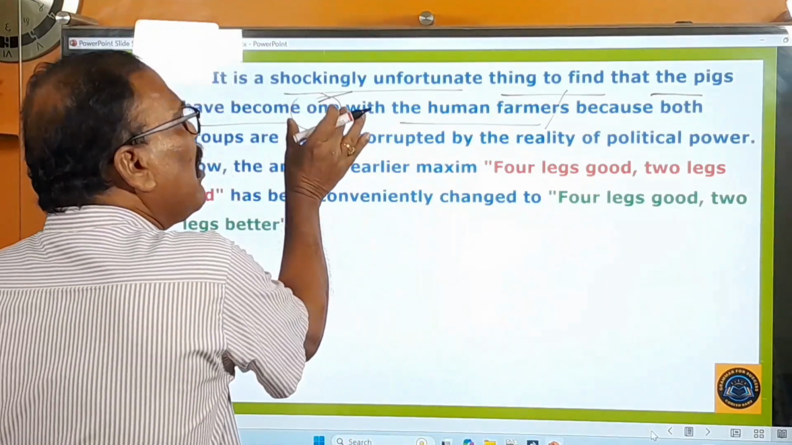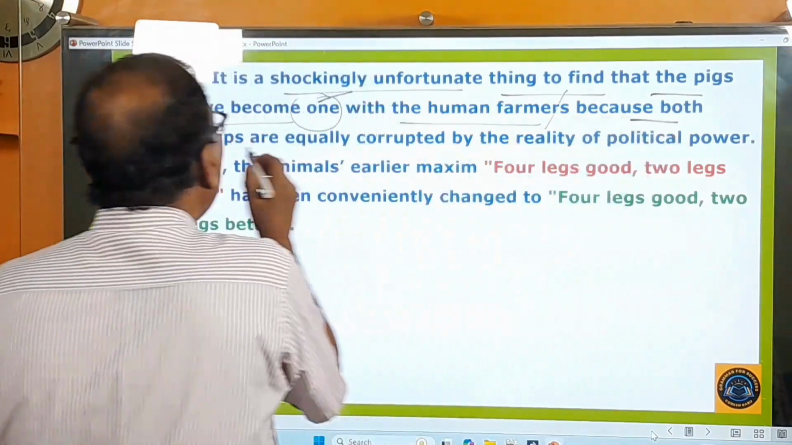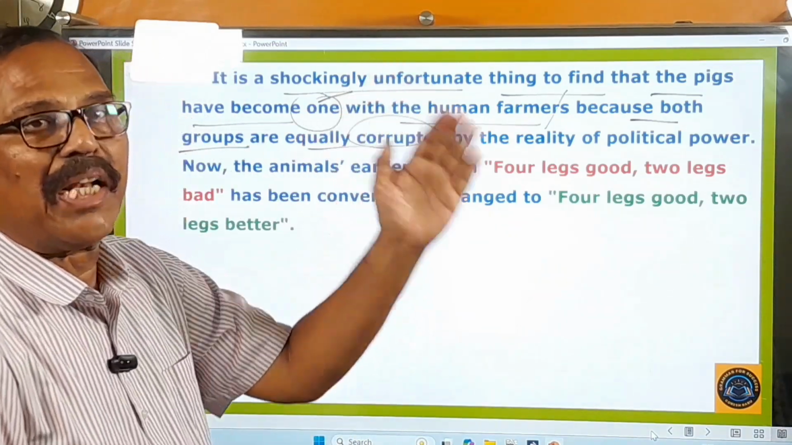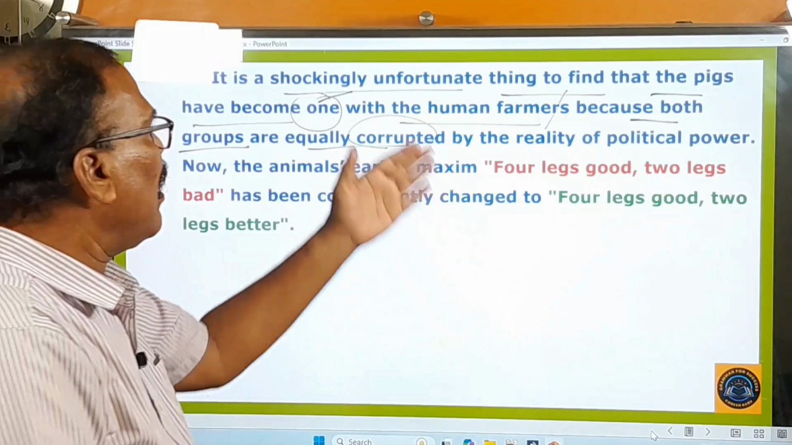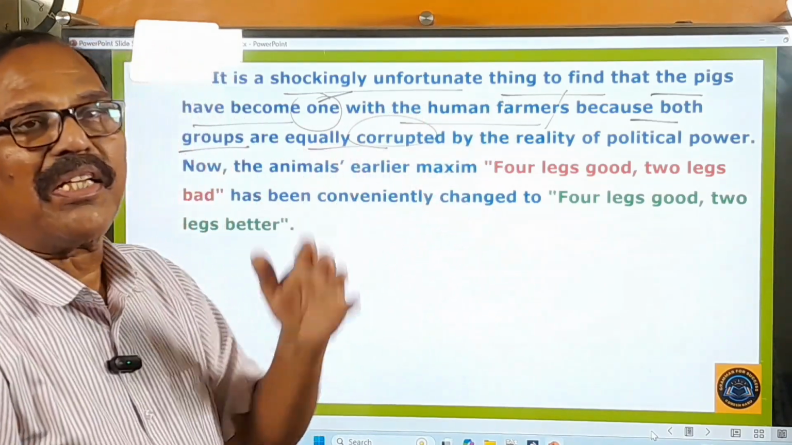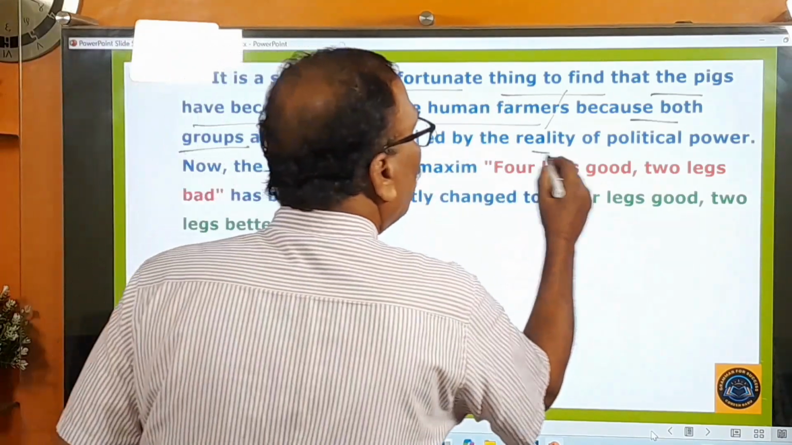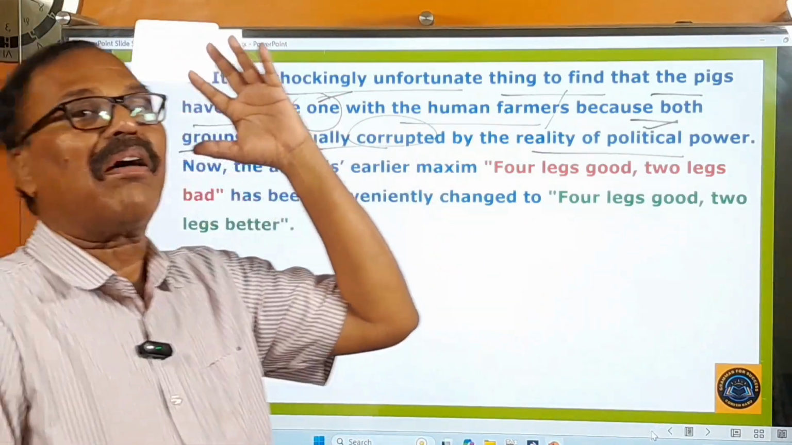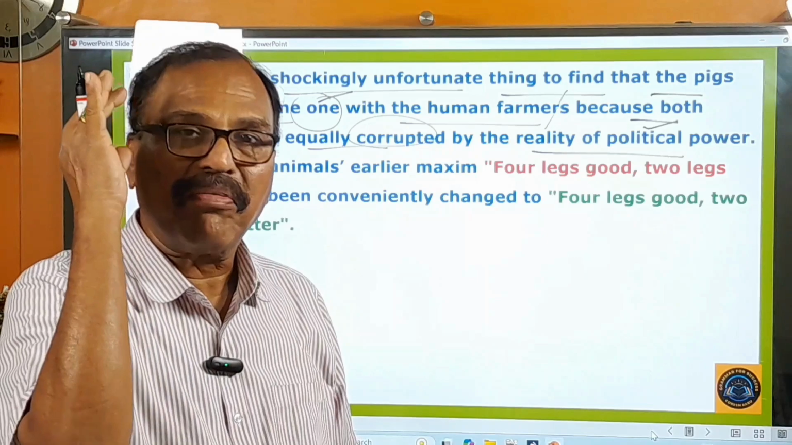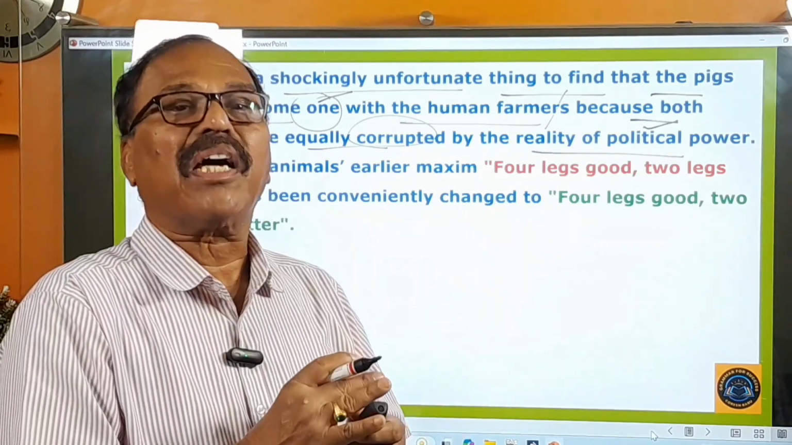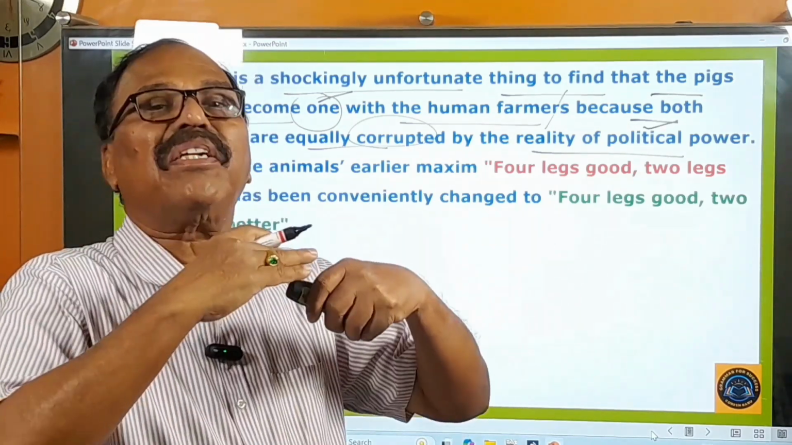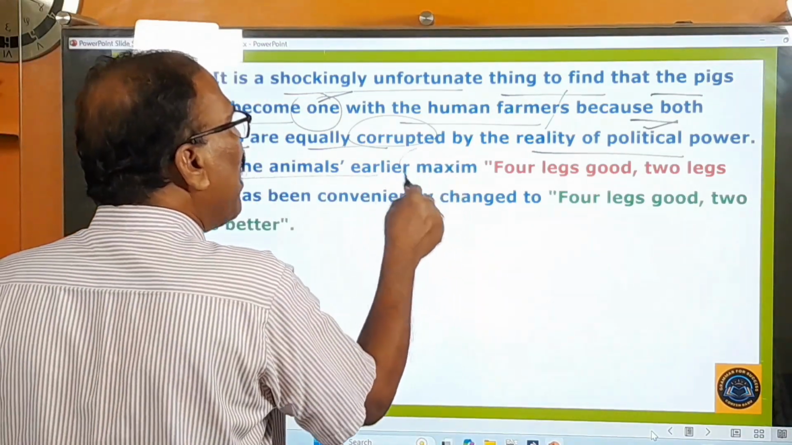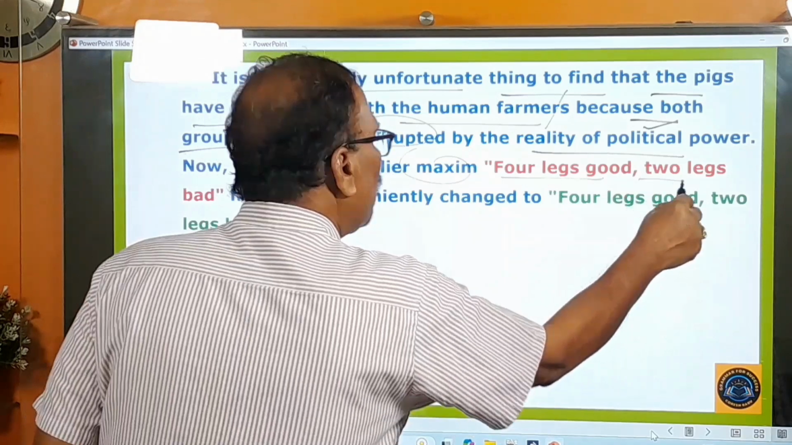Why did they become one in that dinner party? Because both the groups are equally corrupted. You know very well, the pigs are totally corrupted, totally spoiled, and the human farmers are also totally corrupted. How? By the reality of political power. That means because of the political power, both the pigs and the human farmers have become totally corrupted, totally spoiled, totally dishonest, totally immoral. Right now, the animals' earlier maxim: 4 legs good, 2 legs bad.